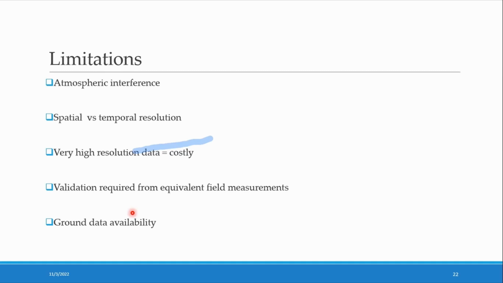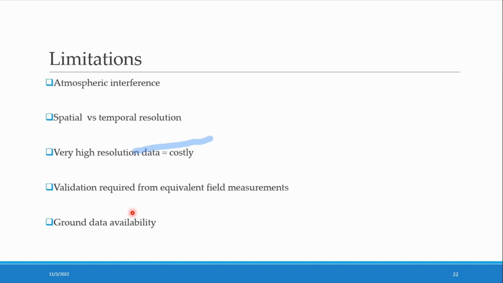Also, like any other method of data collection, you will need to carry out validation, and validation is done using in situ measurements. I'm sure most of you will know that getting temperature data to validate your satellite information is a bit tricky, because how many weather stations do you have in the country that will give you temperature information? I don't know.